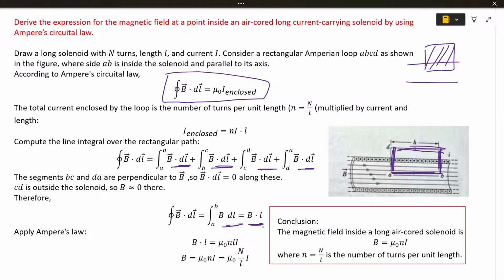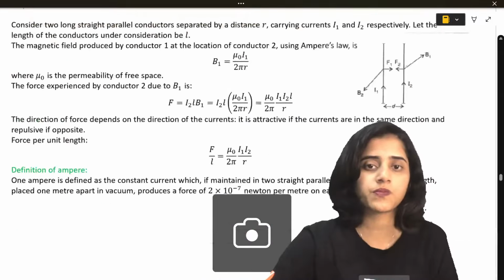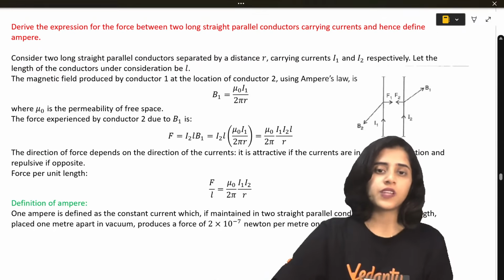Why did I write it as B into L? Because this dl, integral of dl, this is a straight line. So integral of dl will be L. So BL will be mu 0 N i. And then you rearrange, you get the answer. Okay. Let's move on to the next question.